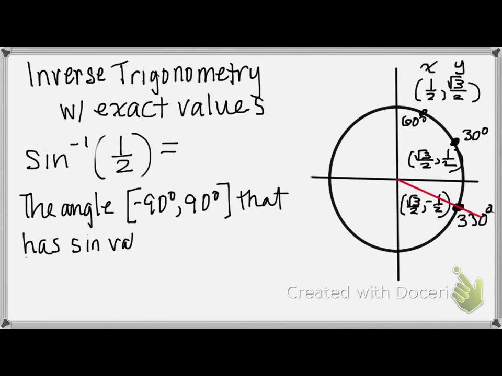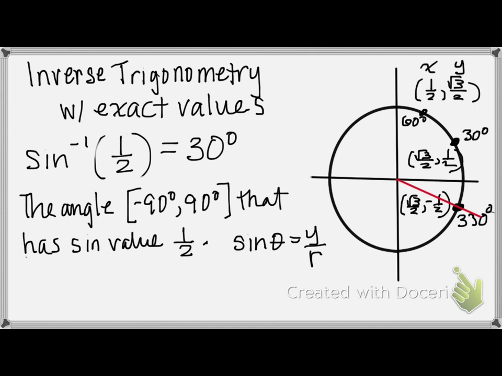So it's the angle between negative 90 and 90 degrees that has sine value 1/2. Now sine on a unit circle is y over r. And on a unit circle, since r is 1, essentially I'm looking for a y coordinate of 1/2. And if you look at my picture over here, I just happen to have it right there. There's a y coordinate of 1/2. And what angle is that happening at? 30 degrees.